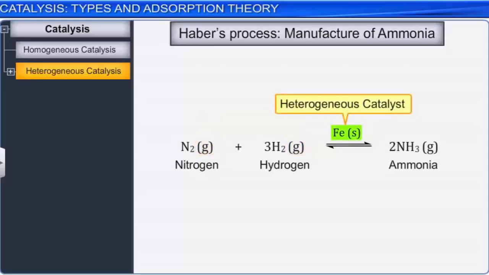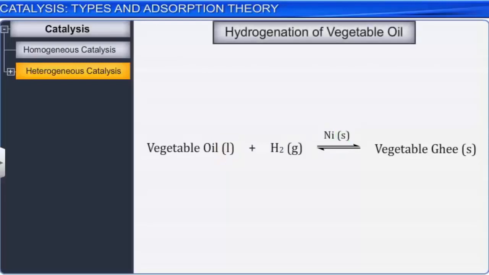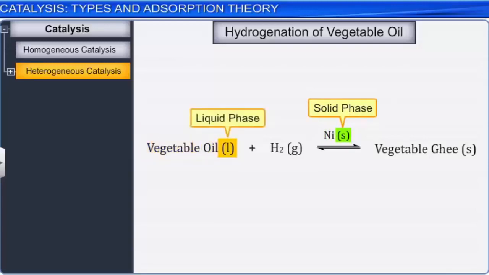Heterogeneous catalysts act in a different phase than that of the reactants. Most heterogeneous catalysts are solids that act on substrates in a liquid or gaseous reaction mixture. Let us consider another example, that of the hydrogenation of vegetable oils in the presence of finely divided nickel as the catalyst. In this reaction, the catalyst, nickel, is in the solid phase, and the reactant, vegetable oil, is in the liquid phase, while hydrogen is in the gaseous phase. Thus, nickel is a heterogeneous catalyst, and this is an example of heterogeneous catalysis.